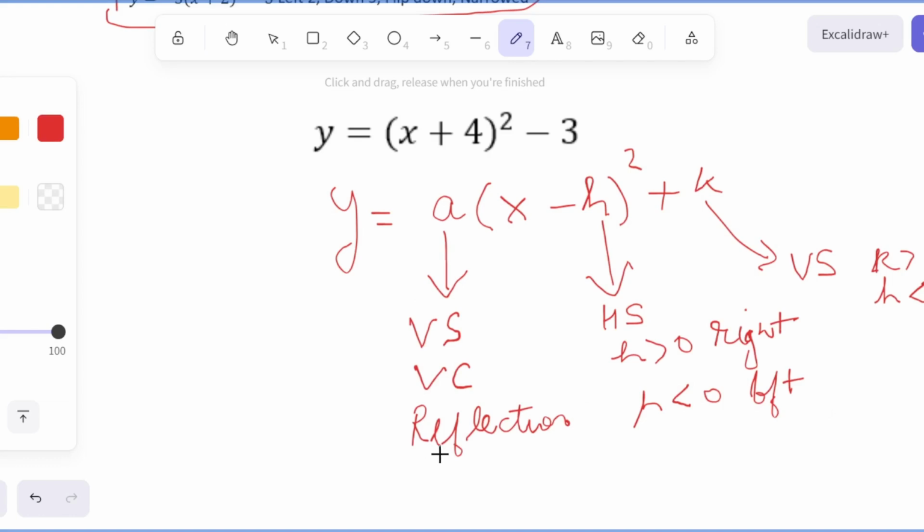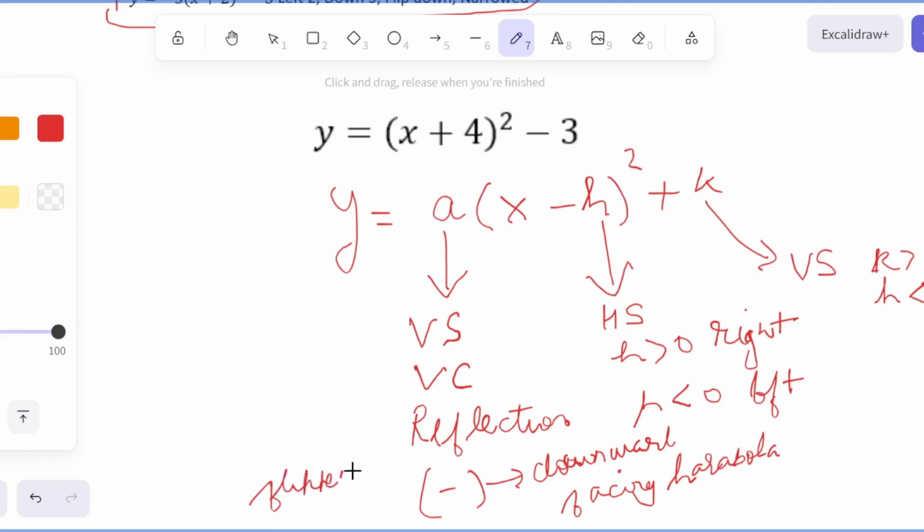This is a summary of what we have done today. The reflection means when there is a negative sign, it's a downward facing parabola, or you can say flipped down. Whenever the a value is negative, it's flipped down. If the a value is greater than 1, it's a vertical stretch, and if the a value is less than 1, it's a vertical compression. That's what we have learned so far, isn't it?